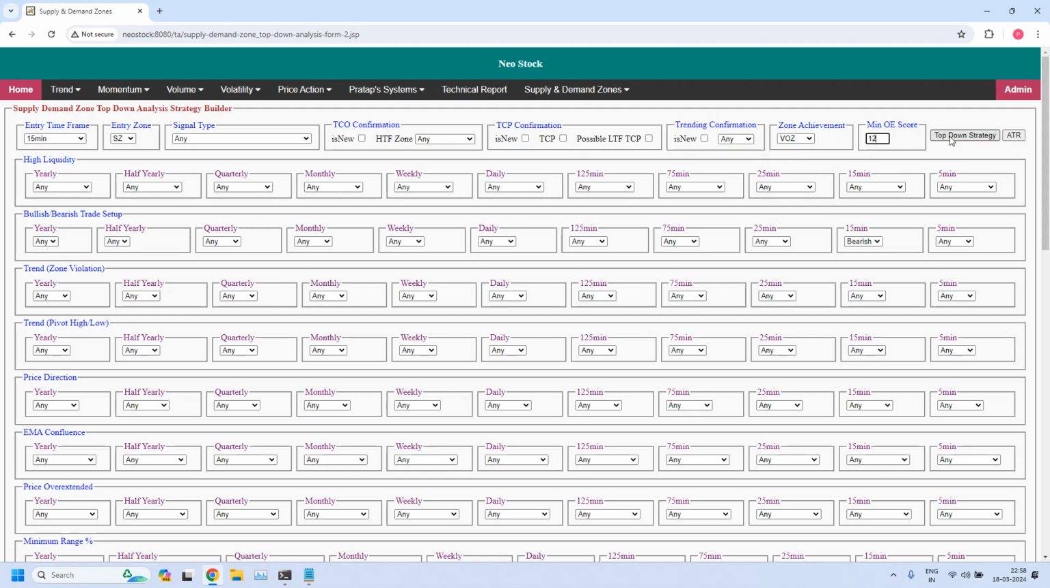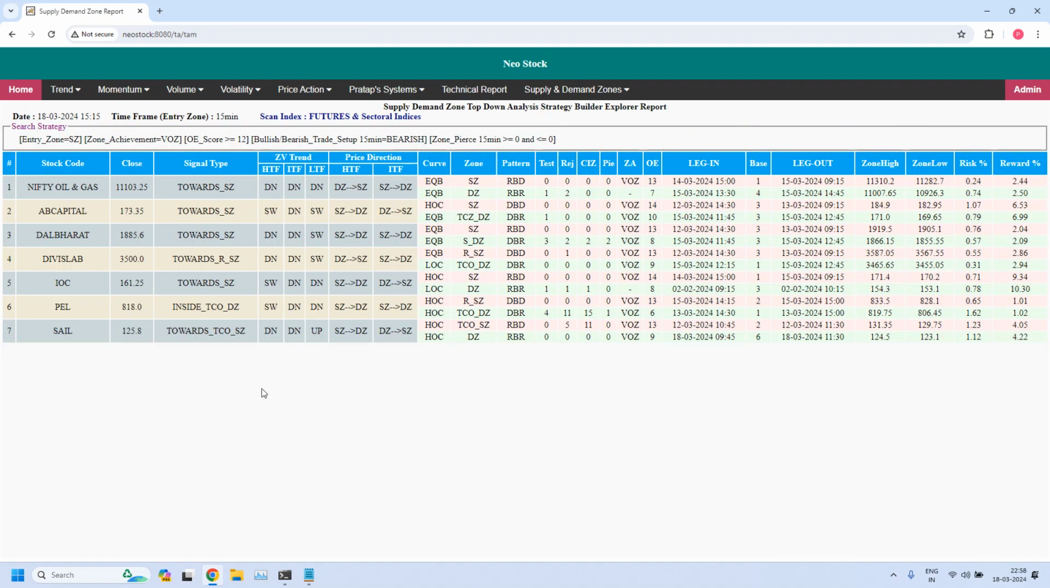Now let us filter the stocks. So currently 7 stocks are supporting bearish trade setup for short-term income trade, daily income trade.